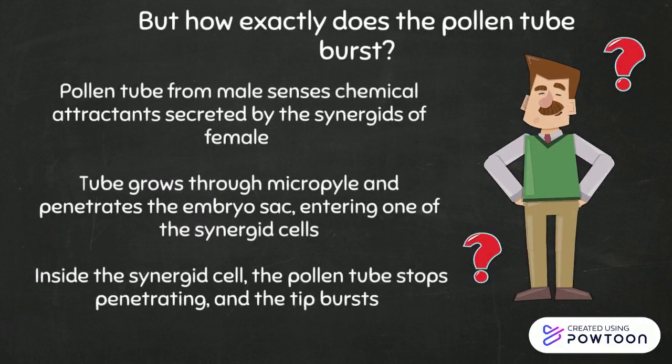Pollen tube from the male senses chemical attractants secreted by the synergids of the female. Then the tube grows to the micropyle and penetrates the embryo sac, entering one of the synergid cells. Inside the synergid cells, the pollen tube stops penetrating and the tip bursts.